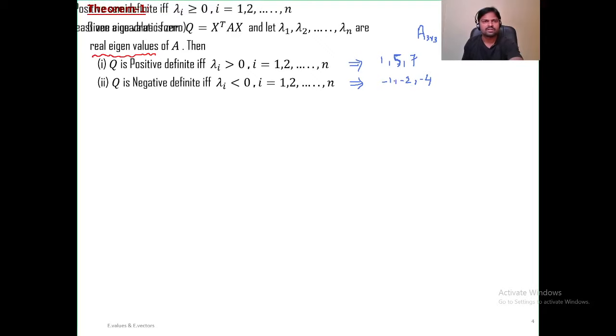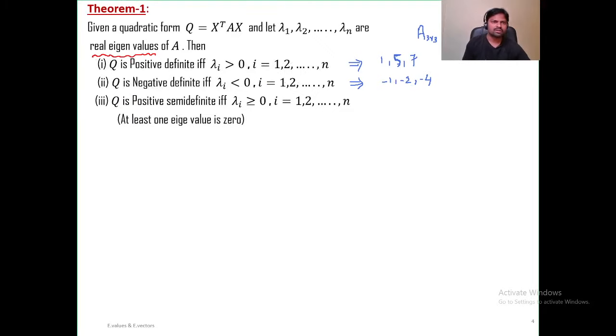Similarly, the next conclusion: the quadratic form is positive semi-definite if and only if the eigenvalues are more than or equal to 0. What is the difference between the first and third statements? Here it is strictly more than 0, here it is more than or equal to 0. At least one eigenvalue is 0. That means the eigenvalues may be like this.